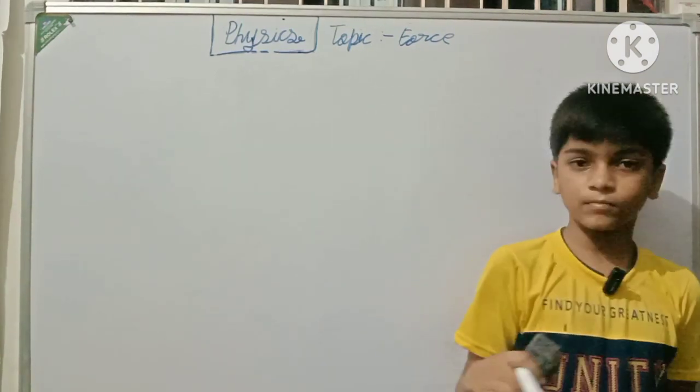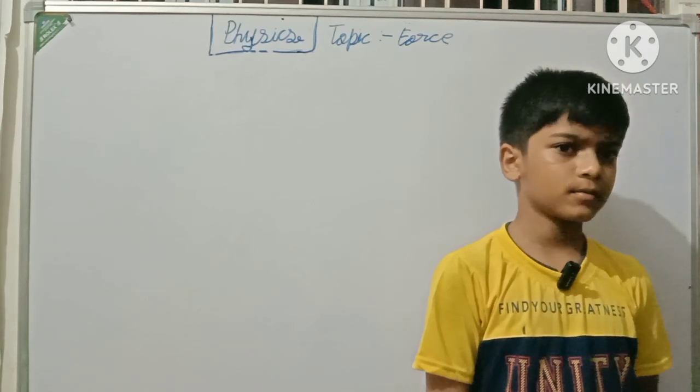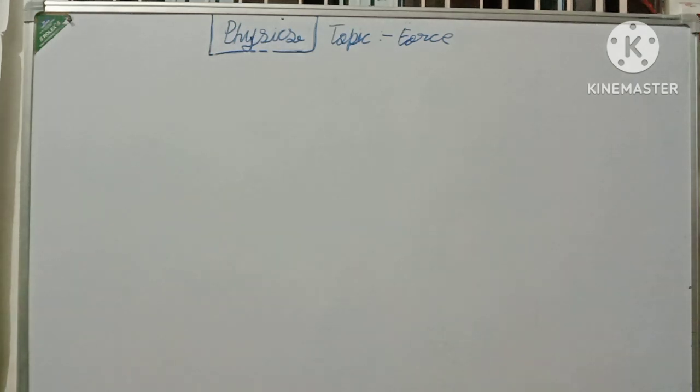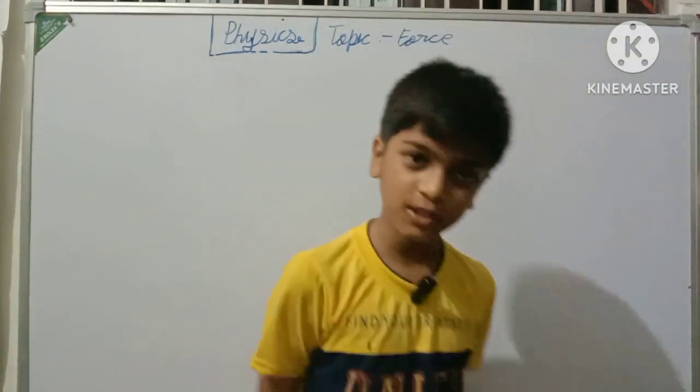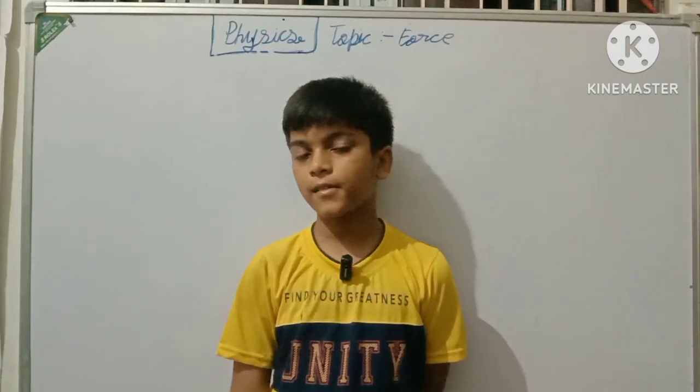Friction opposes the blank of a moving object. Movement. Friction opposes the blank of a moving object. Force? Yes, it's force. Now some more questions are here.